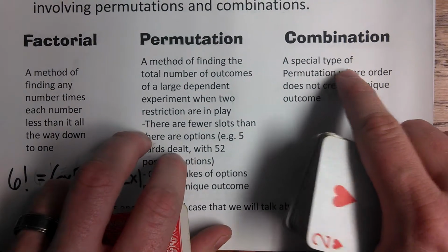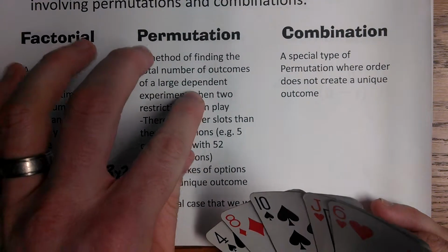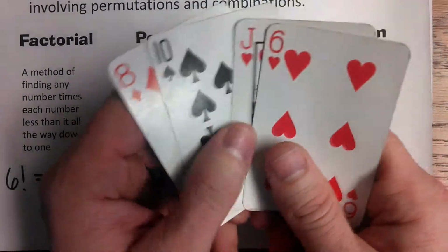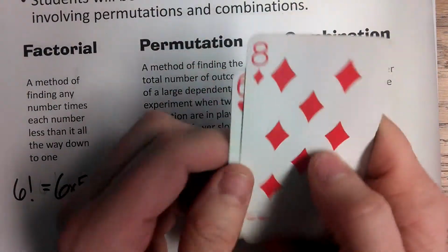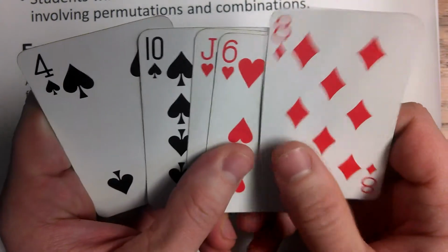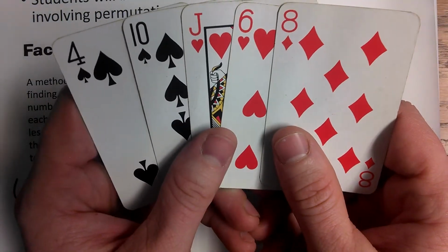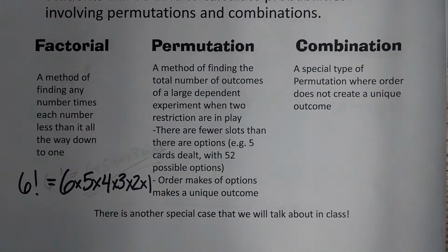Now, a combination is a special type of permutation where order doesn't create a unique outcome, and so we have to take out all of those repeated outcomes that we did for a permutation when order did matter. That would be like saying that getting a 4, 8, 10, Jack, 6 is the same thing as getting an 8 first, a 6, a Jack, and a 10 and a 4. Most card games, it doesn't matter what order you were dealt the cards. It just matters whether or not you have the particular cards in your hand. And so, that would be more of a combination type problem.